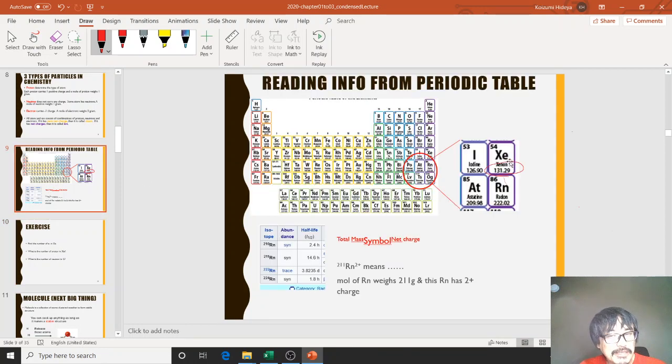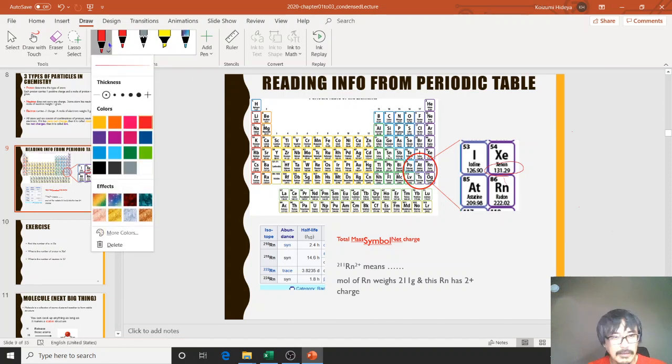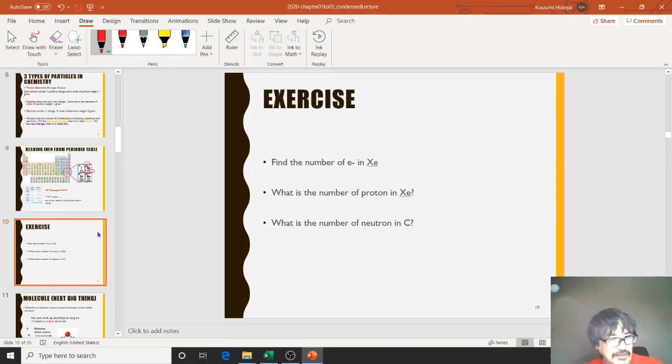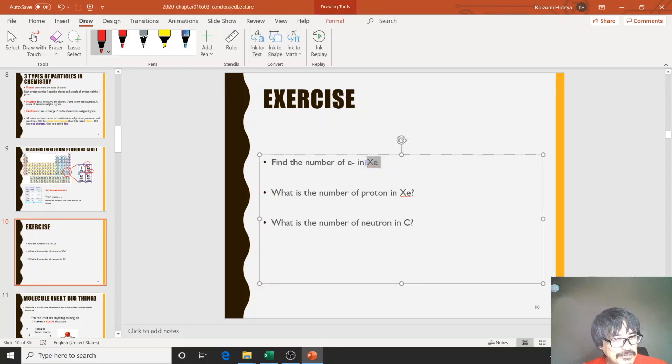I know that the number of protons is 54, right? That comes from this guy right here. So the number of protons is 54. And there are some other things that are sort of hidden here. What's the charge? The charge is 0, right?